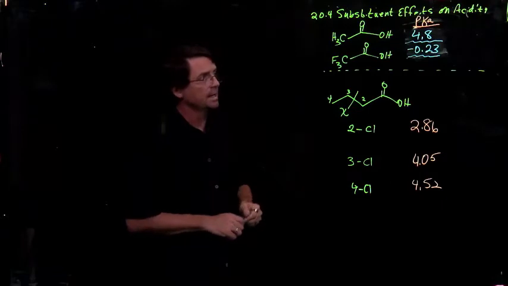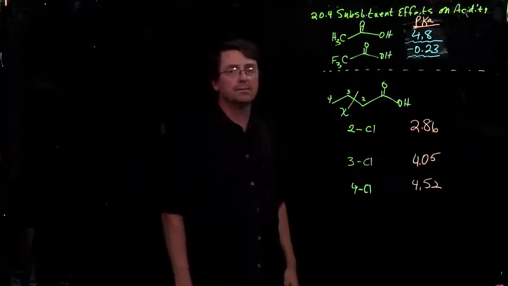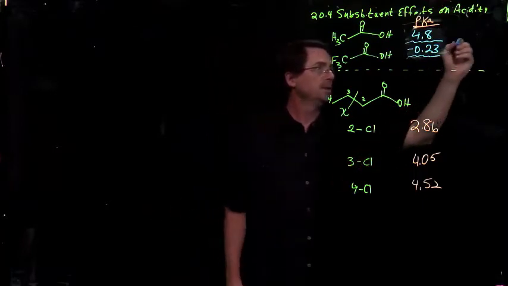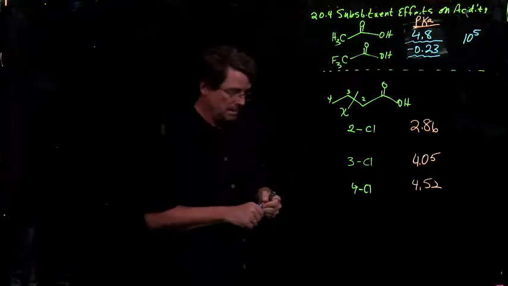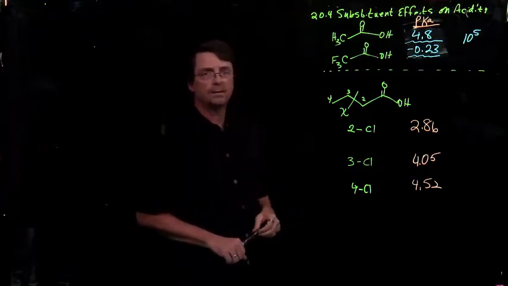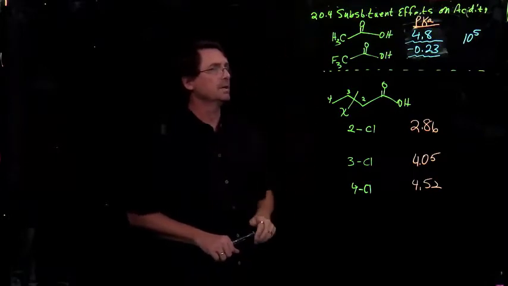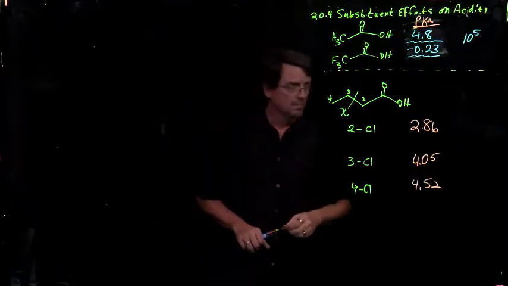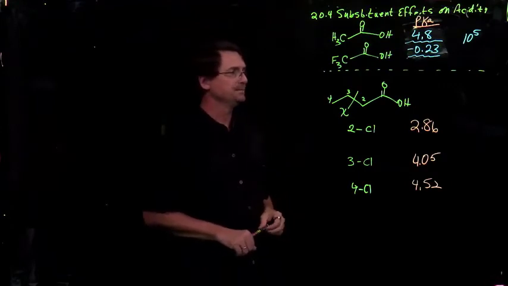Now, basically that's a difference of 5, roughly. And remember, this is in pK units, so that's a 10 to the 5th difference in acidity. It's 100,000 times more acidic, trifluoroacetic acid versus acetic acid. Remember, pKa equals minus log of the Ka, so it's base 10.